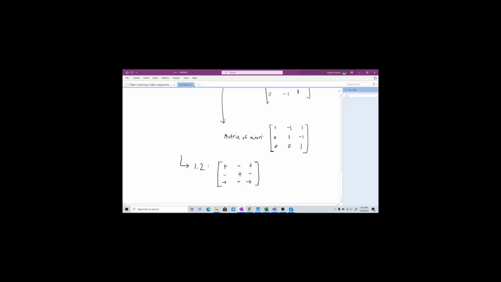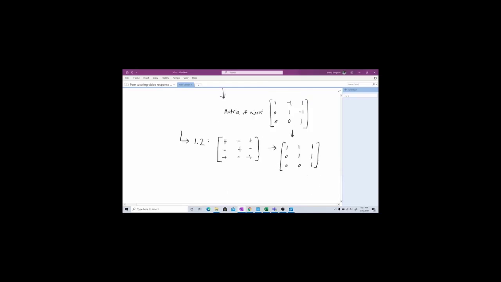Now what did I just draw? A lot of pluses and minuses. And where there's a minus sign, we're going to change the sign of that position. And where there's a plus sign, we're going to keep it the same. So what we get using this rule, 1, 1, 1, 0, 1, 1, 0, 0, 1. This is the cofactor matrix.